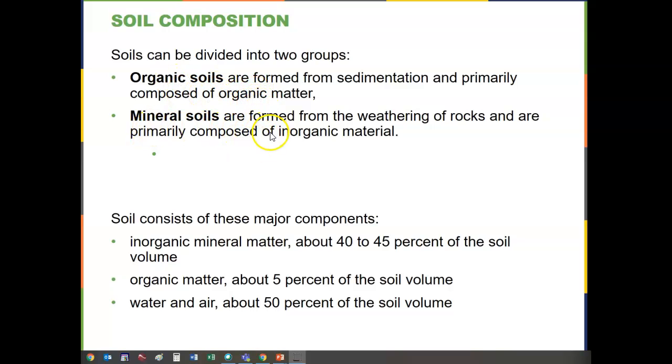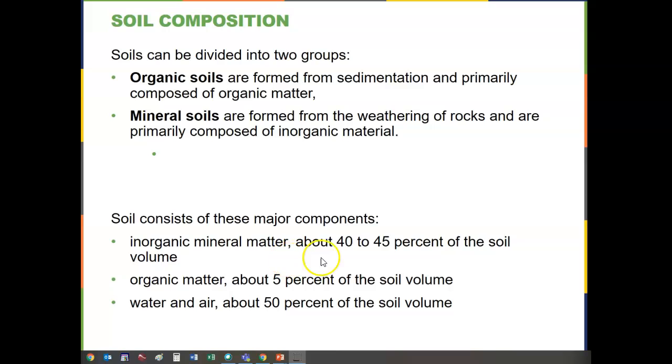And then mineral soils consist of the broken down products of chemical and mechanical erosion of rock, of course. And a good soil is really a mixture of both of these. It's going to have mineral components and it's going to have organic components. So soil, proper soil, consists of these two components right here.